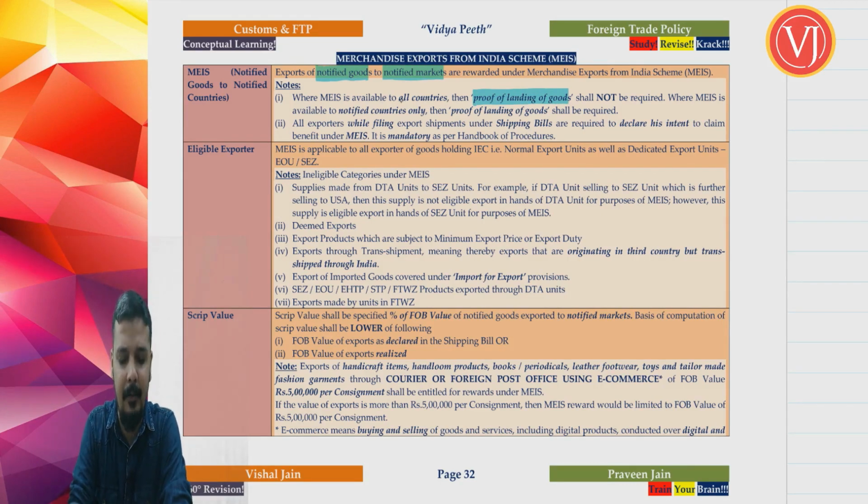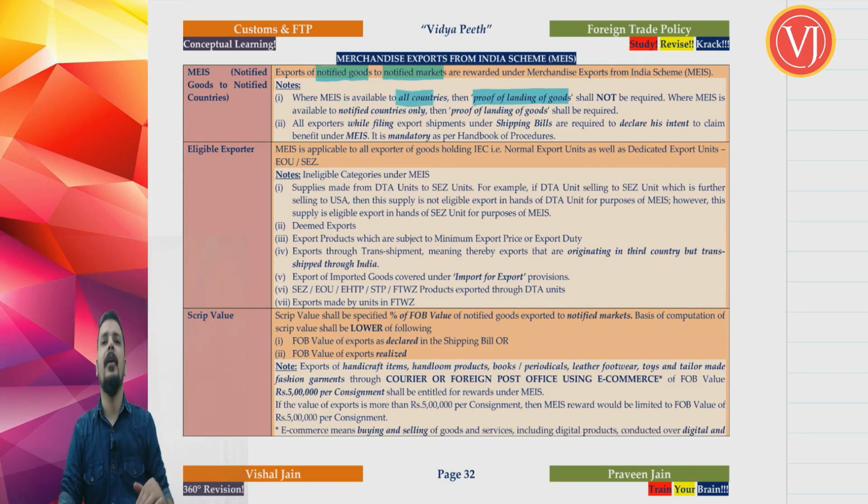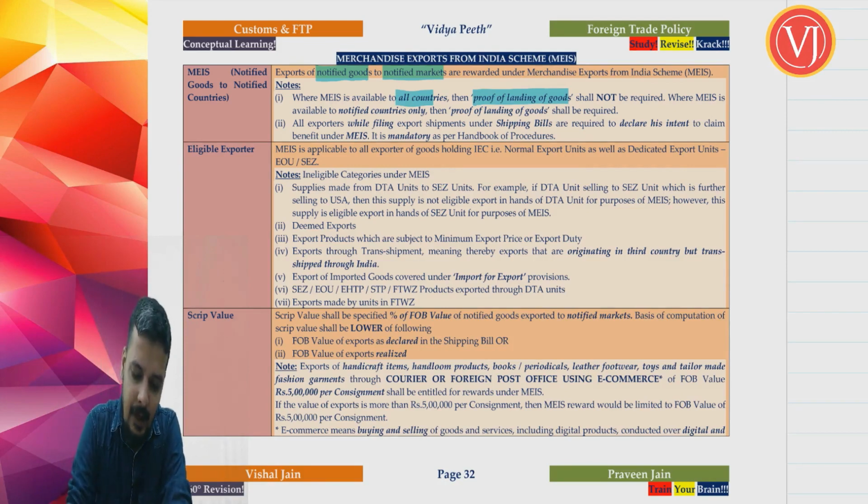When, for an item, that script percentage is the same for all countries, see, when you can export that item to any country and the percentage of MEIS remains the same, only in that case proof of landing is not required. Item X can be exported to any country and the percentage is say 7%, then they don't require proof of landing. If at all item Y is exported and the percentage is different in group A country, group B country, group C country, then they require proof of landing. They require proof of landing for sure.